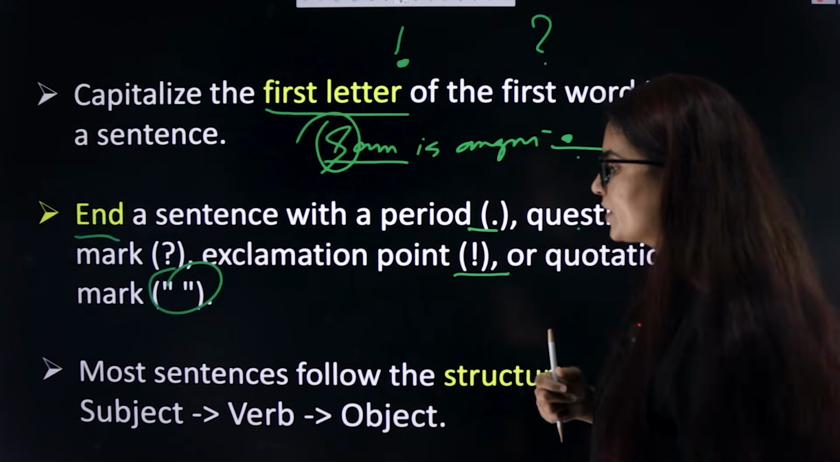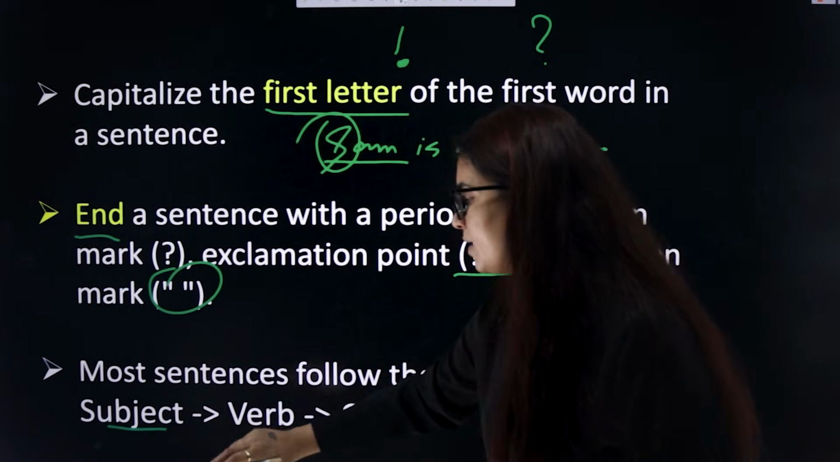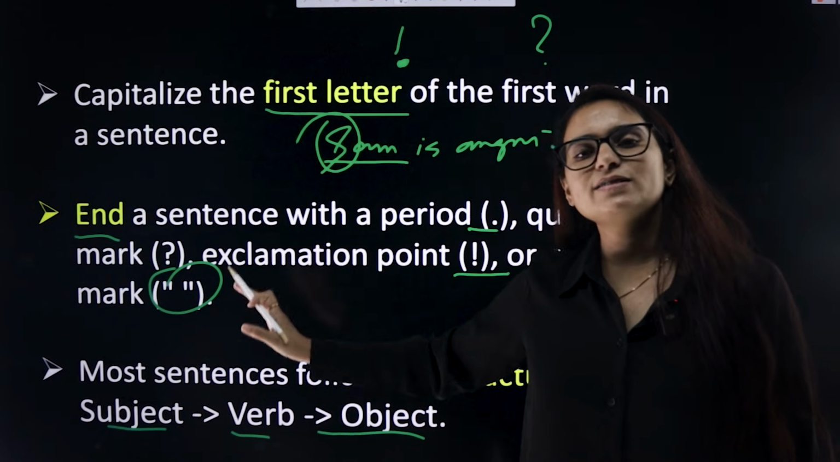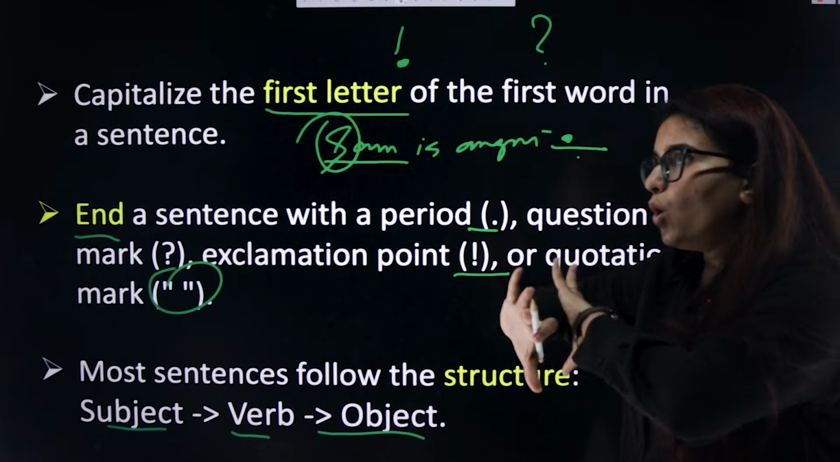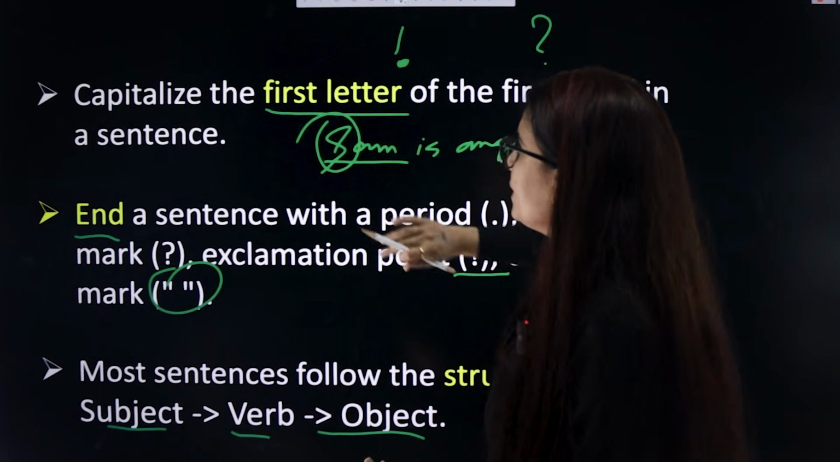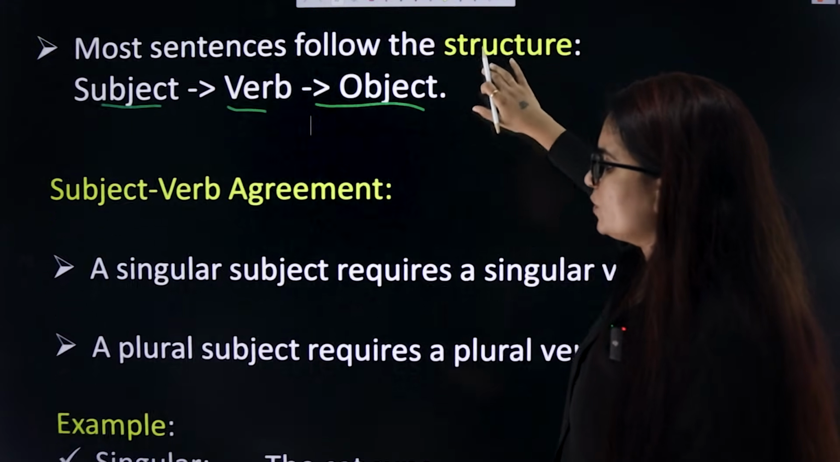We'll have a detailed lecture on these punctuations in a later video. Link is over here. Next, most sentences follow the structure: subject comes first, verb second, object comes in the end. This is the basic sentence structure. Always make sentences with this structure.